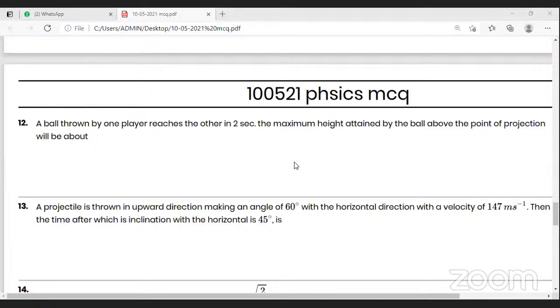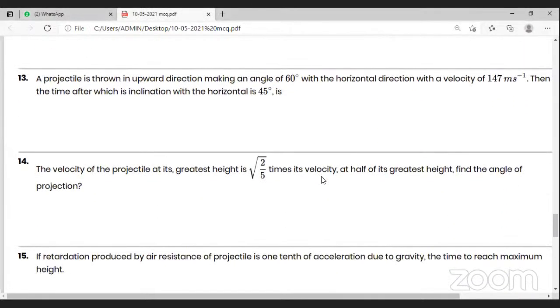See the question, which is question 13. The projectile is thrown in upward direction, making an angle of 60 degrees with the horizontal direction with a velocity of 147 meters per second. Then find the time after which its inclination with the horizontal is 45 degrees. Very, very, very important model question it is.